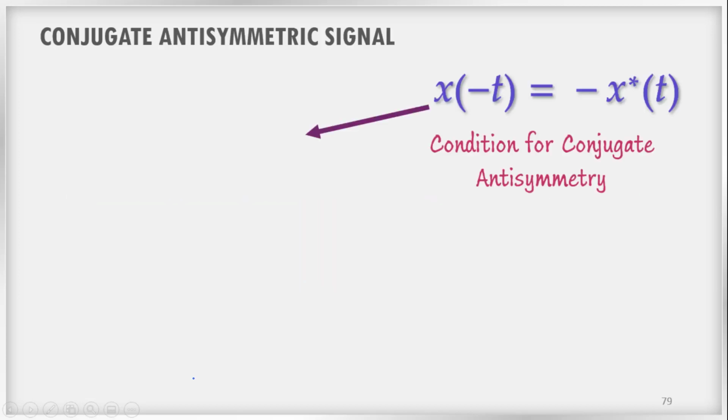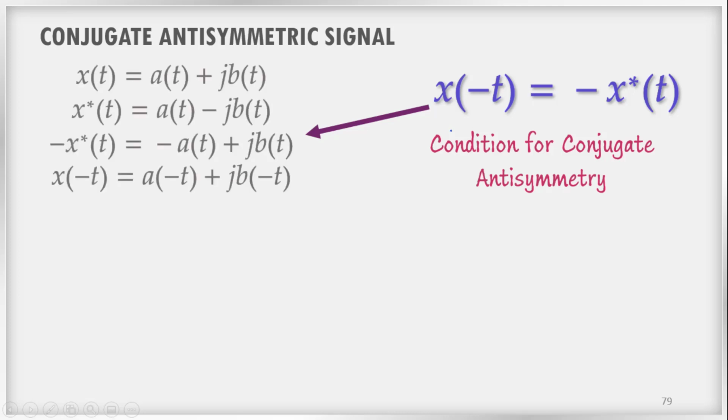What happens in the case of conjugate anti-symmetric signal? We have studied that conjugate anti-symmetry is nothing but this relation, that is x of minus t is equal to minus of x asterisk of t. That means time reversal is equal to negation and conjugation of the signal at the same time, right? So this is the condition for conjugate anti-symmetry.